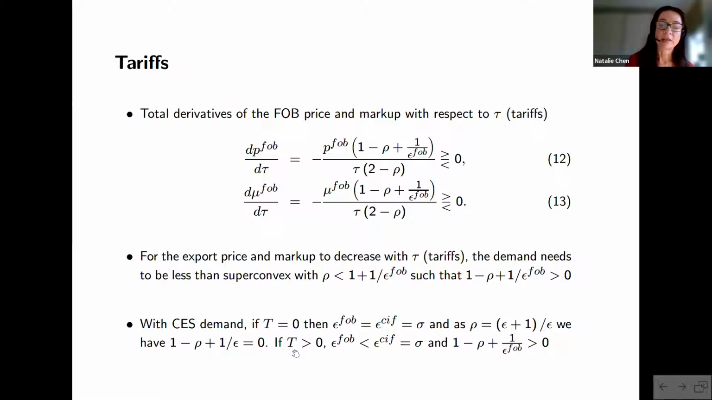Instead, once we introduce a per unit cost, this implies that the elasticity of demand with respect to the FOB price becomes lower than the elasticity of demand to the CIF price. And what we get is then that the term between parentheses becomes positive. So once we introduce a per unit cost in the model, even with CES, markups are going to vary with ad valorem trade costs, and they're going to decrease with ad valorem trade costs. So the per unit trade costs, even with CES, allow us to get variable markups in this setting.